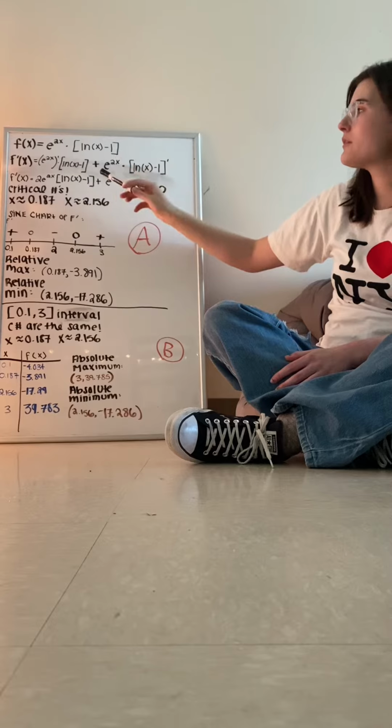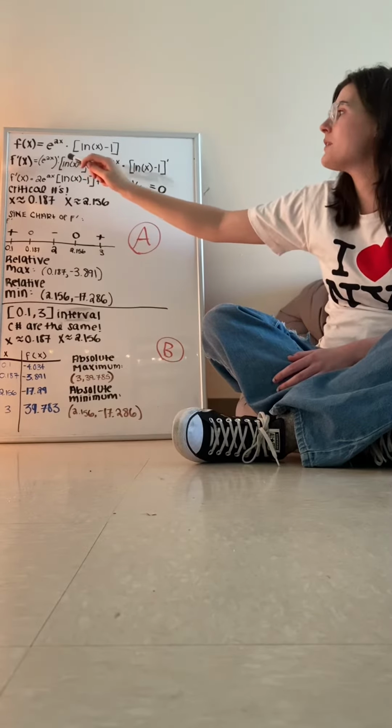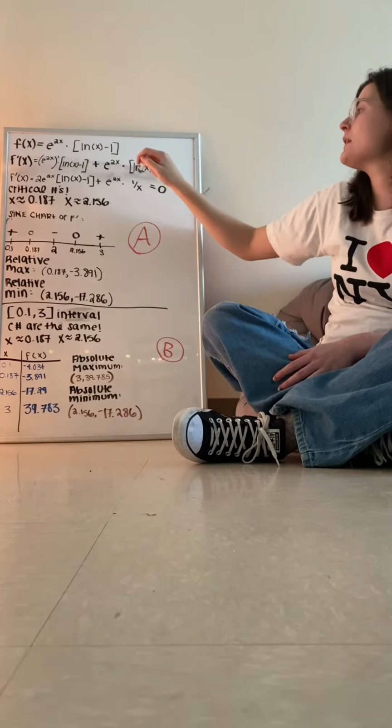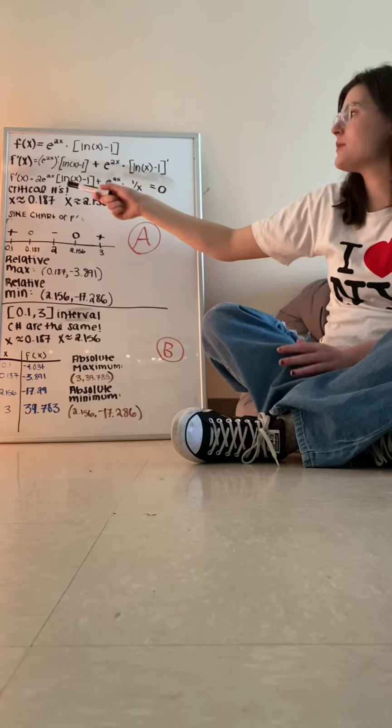So I used the product rule, which is the derivative of e to the 2x times ln of x minus 1 plus e to the 2x times the derivative of ln of x minus 1. So given that, we can plug that in and simplify.